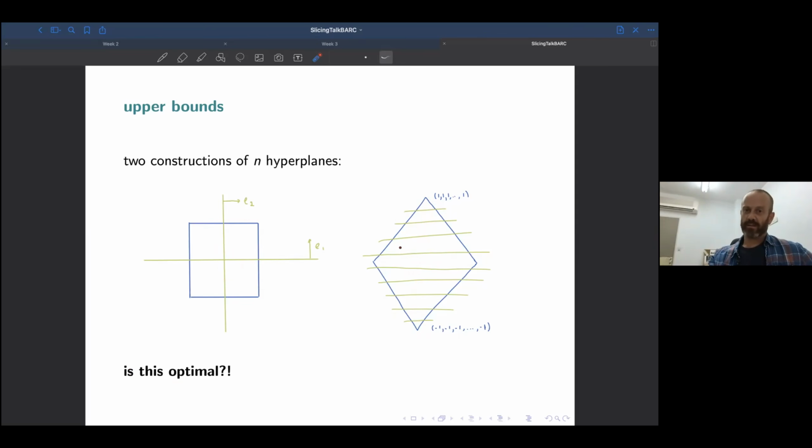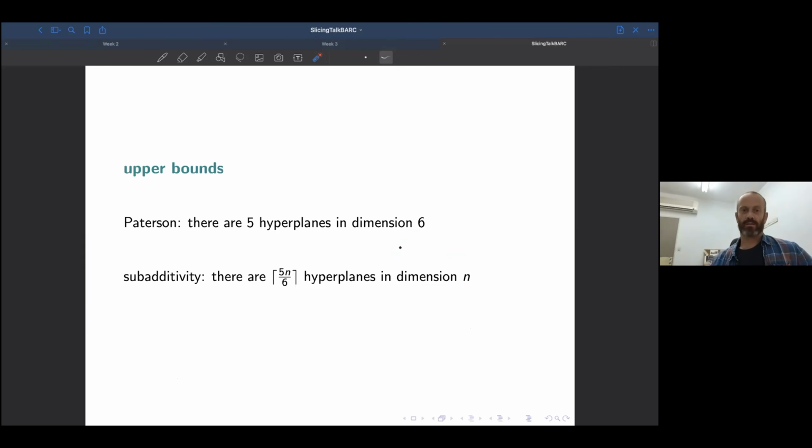I would guess that from these two examples and from a little bit of thought, the answer is yes, this is optimal. But Patterson showed that this is not correct. He showed that in 6-dimensional space, there are 5 hyperplanes that slice all edges of the 6-dimensional space.